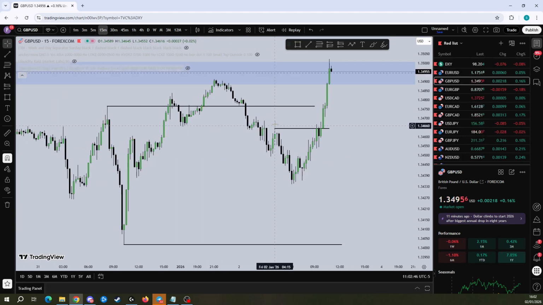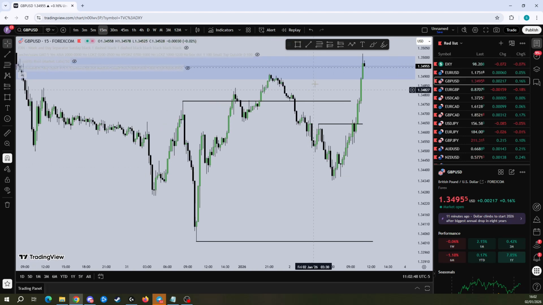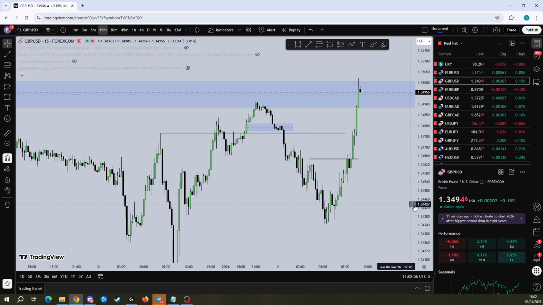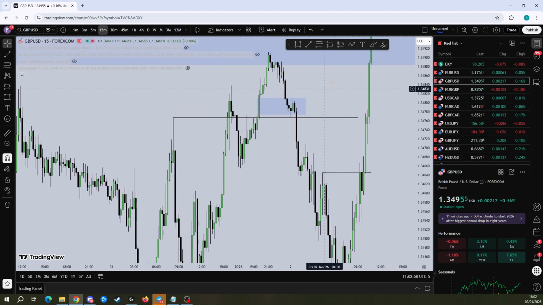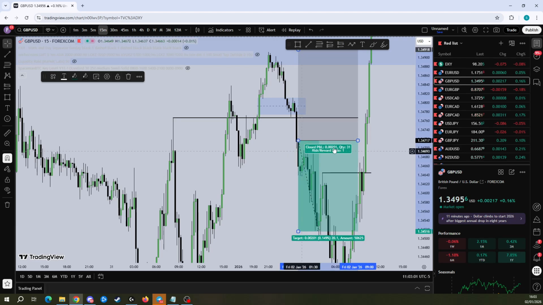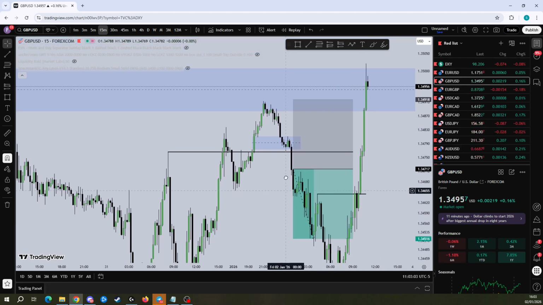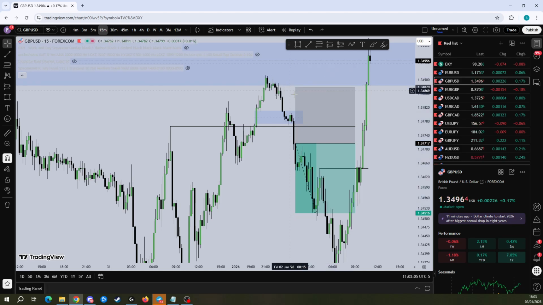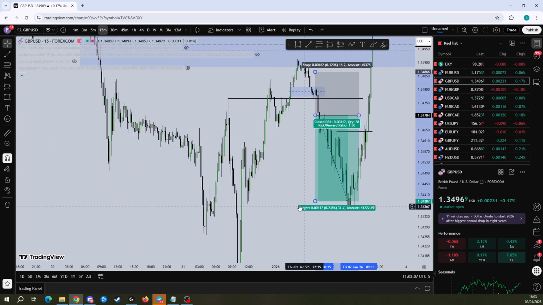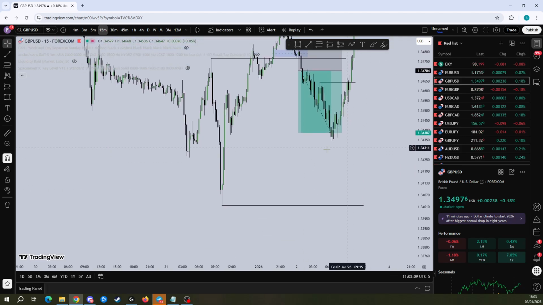So again, if this happened in like London session, once this fair value gap gets inverted, you can already go short here and place your validation up here, and SL and TP all the way down here.